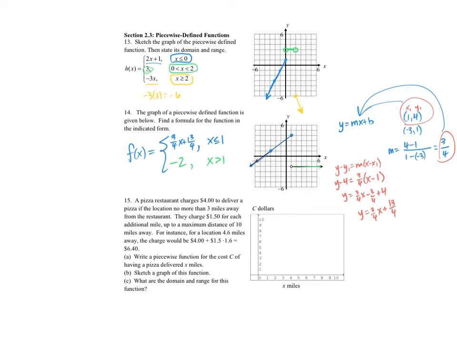The next one says a pizza restaurant charges $4 to deliver a pizza if the location is no more than 3 miles away, and they charge $1.50 for each additional mile, for a maximum distance of 10 miles away. For instance, for a location 4.6 miles away, they would charge $4 plus 1.5 times 1.6, which is $6.40. Now I want to write a piecewise function.